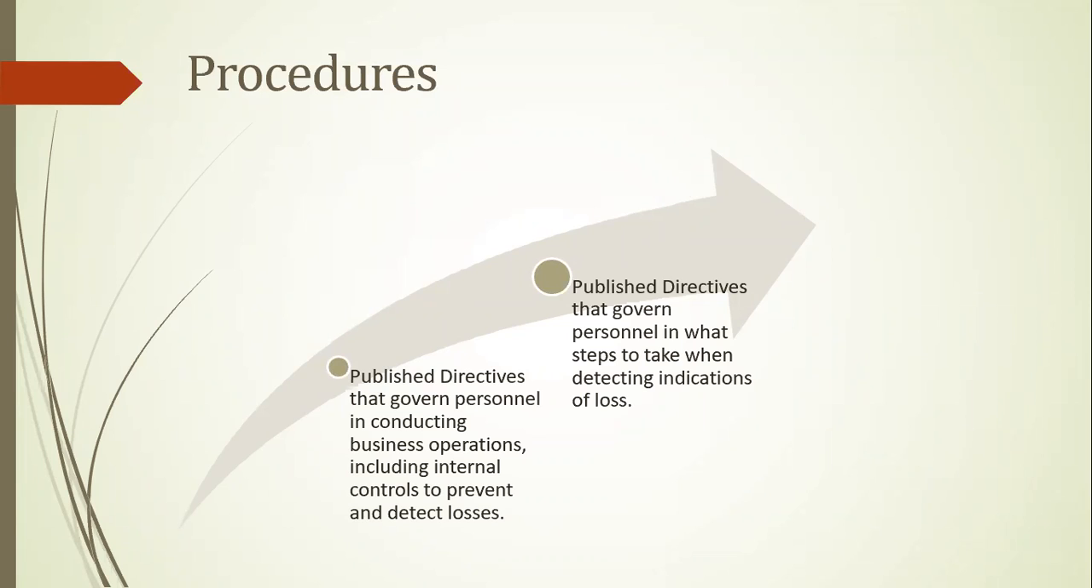Publish directives that govern personnel in conducting business operations, including internal controls to prevent and detect losses. Next, publish directives that govern personnel on what steps to take when detecting an indication of loss. If a loss happens, what is to be done, and how to prevent losses. So there are both procedures, and those will be given by the top level of the organization.